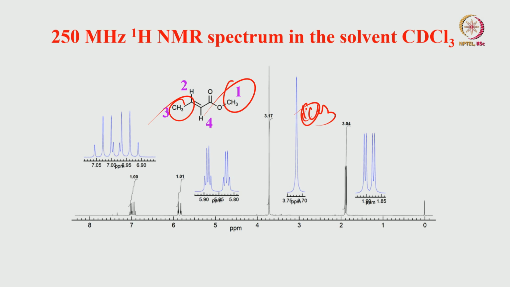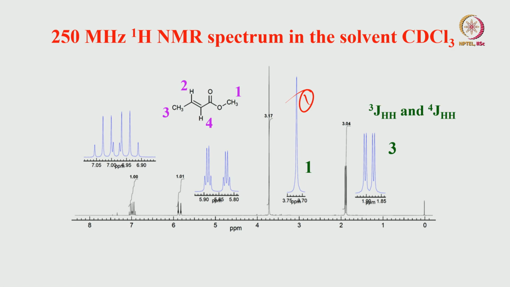Exactly like the previous example, you have to consider the trans coupling, cis coupling and geminal coupling for each of them. 1 is done, now 2, 3, 4 will be assigned. I would say this is proton 3. Why did I say proton 3?